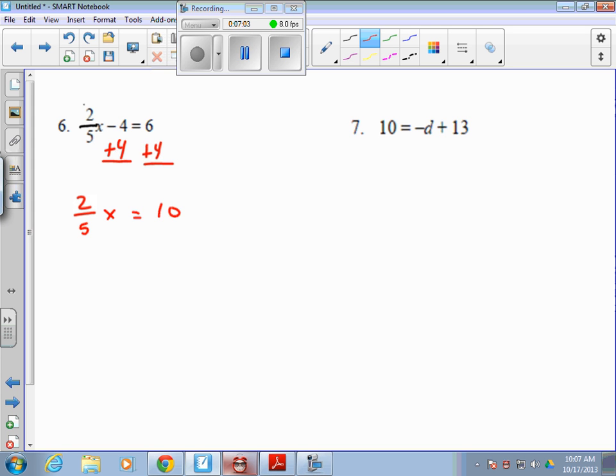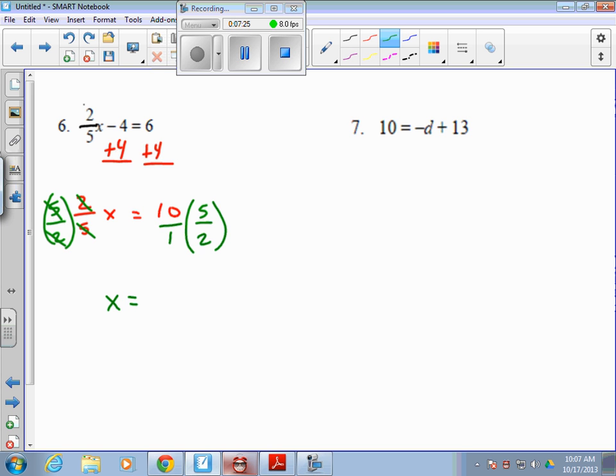But remember we said if you're dividing by a fraction, flip it and multiply by the reciprocal to save yourself a step. So multiply by 5 over 2. If you do that to the left, multiply by 5 over 2 on the right as well. 5 divided by 5 will cancel out. 2 divided by 2 will cancel out and leave you with just x.